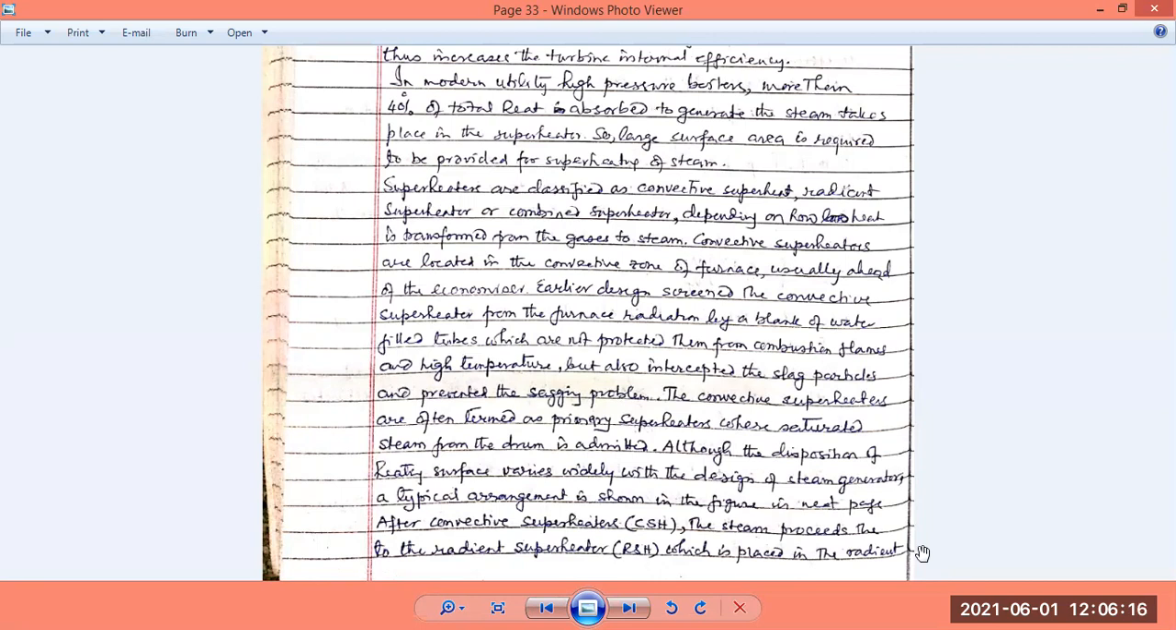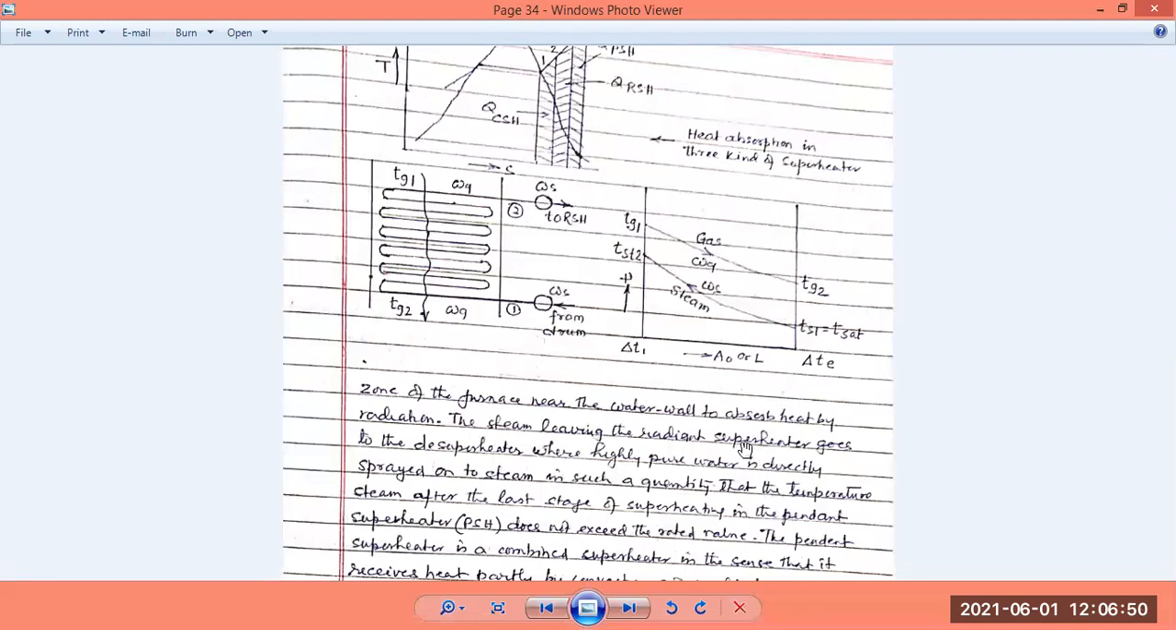After the convective superheater CSH, the steam proceeds to the radiant superheater RSH, which is placed in the radiant zone of the furnace near the water wall to absorb heat by radiation itself. The steam leaving the radiant superheater goes to the desuperheater, where highly pure water is delivered directly into the steam in such a quantity that the temperature of steam after the last stage of superheater does not exceed the rated value.